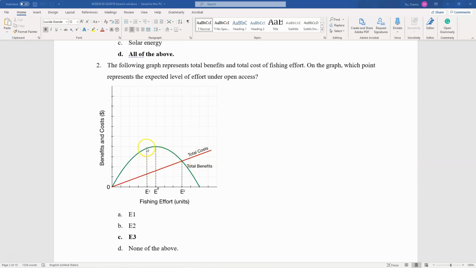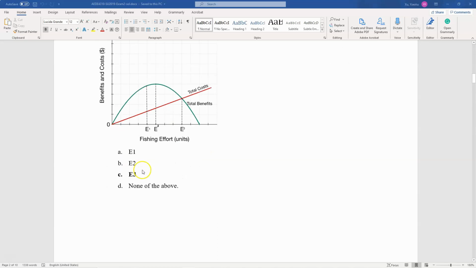So E1 is the point where we can get the efficient allocation, because at this point, the marginal net benefit, the tangent line of this point, is equal to the slope of the total costs curve. So E1 is the efficient level of allocation, and E2 is the maximum mean yield. And it is the optimal level from biological management's perspective, but not from our economics perspective.